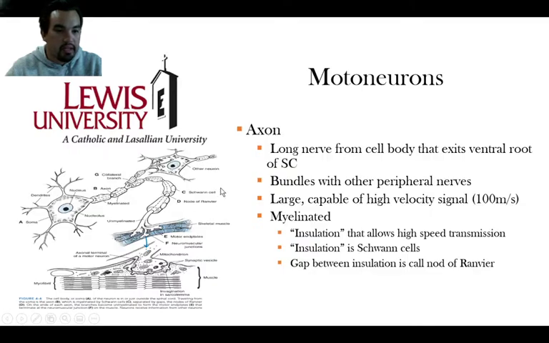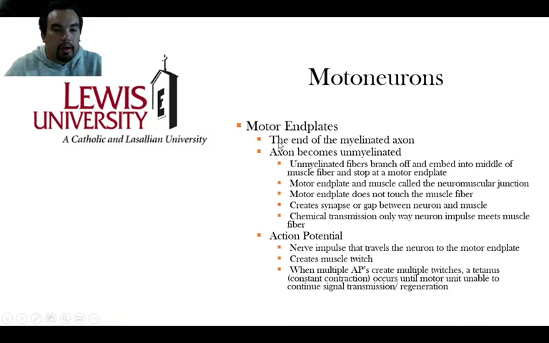Then at the end, you get these motor end plates. These happen at the end of the myelinated axon. So when that axon is done, that's what we call that motor end plate. The axon becomes unmyelinated at that point, and these unmyelinated fibers branch off and embed into the middle of the muscle fiber and stop at that motor end plate.